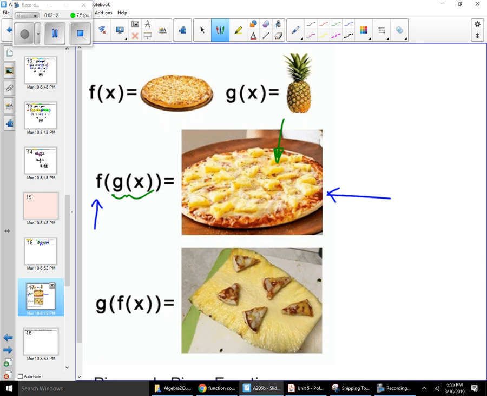This is very different from g of f of x. That would mean we are taking pizzas and putting them on a pineapple. That's weird. Order matters with composition. Make sure you're following the instructions that are given. The variable that is the closest gets evaluated first.